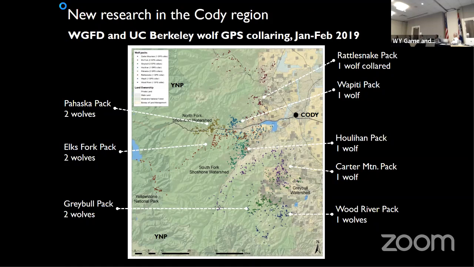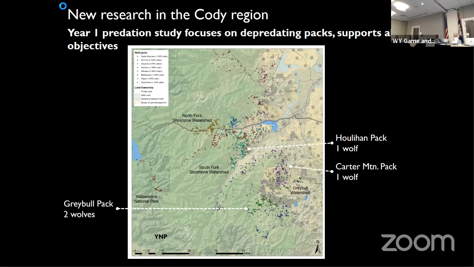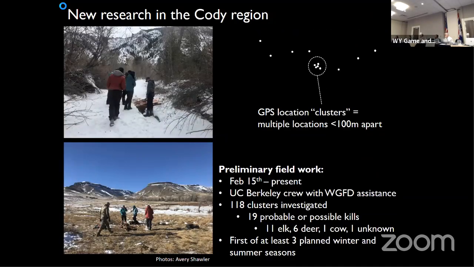And again, we have a field crew here that's focused on the packs that tended to be depredating packs in the recent and also deeper past, I guess, the Houlihan pack, the Carter Mountain pack, and the Grable pack. And so very similar, we're searching location clusters and documenting predation so that we'll have a base of predation on native prey, and then look at how that shifts in the summer and whether it shifts to increased risk on cattle and so forth. So they've been working since February 15th.